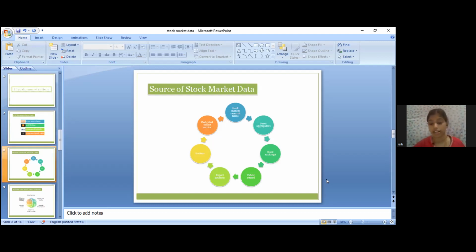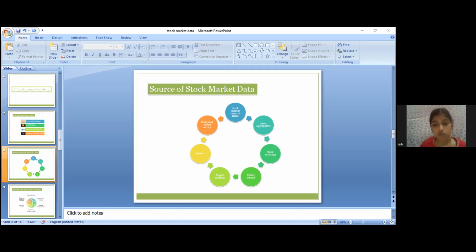Sources of stock market data. These are the sources of stock market data. So first is stock market research firms, news aggregators, stock exchanges, public records, and expert opinion, brokers, dedicated online services. So, stock market research firms: there are various companies and software creators that work to analyze and provide stock market data services in the form of graphs, charts, figures, and statistics.